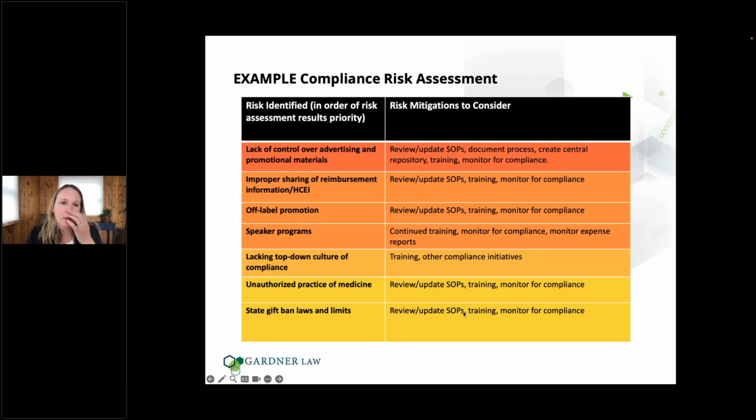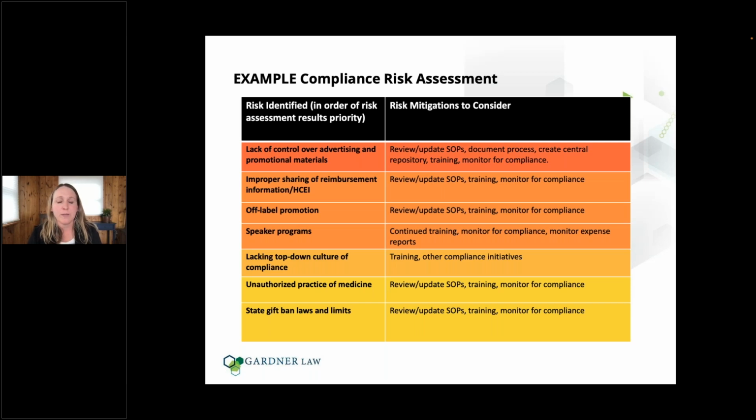All right, so here's an example again of a risk assessment. This one's very pretty as well. The risk identified is on the left in order of risk assessment results priority. Here we're putting the higher priority ones in that brighter orange. There's high, medium, and low priority, and it tells the risk. And now we're getting into the stage where we're thinking of mitigations. Once we're getting into the work plan, the action plan steps, we're thinking of those mitigations. What can we do to mitigate that risk that was identified?